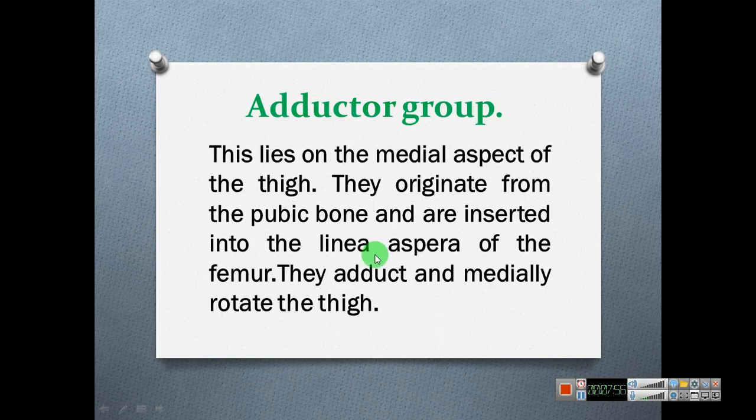Adductor group. This lies on the medial aspect of the thigh. They originate from the pubic bone and are inserted into the linea aspera of the femur. You have to identify where the linea aspera of the femur is. They adduct and medially rotate the thigh.